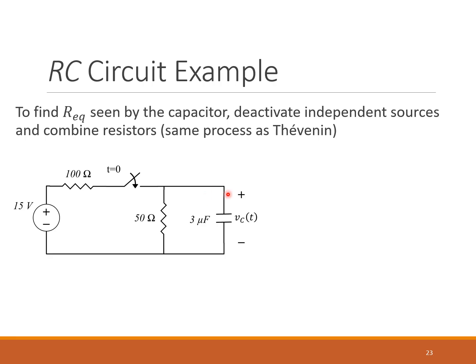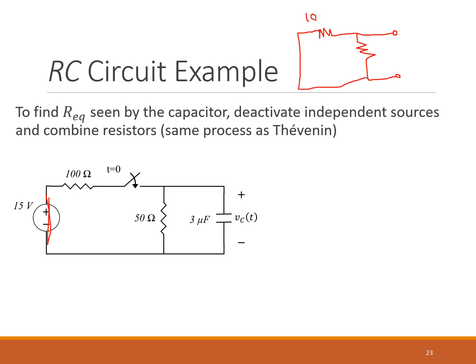The way we're going to find Req is we're essentially saying, what is the equivalent resistance seen by this capacitor? Really this is going to be the same process as we saw when we did Thevenin equivalent circuits. So we're going to deactivate any independent sources. When we deactivate independent sources, we replace a voltage source with a short circuit. If we had a current source, we would replace that with an open circuit. Ultimately we're saying, here are the terminals of our capacitor. What does our capacitor see? Well, we have our 50 ohm resistor right here, and we have our switch, which is closed, our 100 ohm resistor, and then our voltage source, which we have shorted out, right?